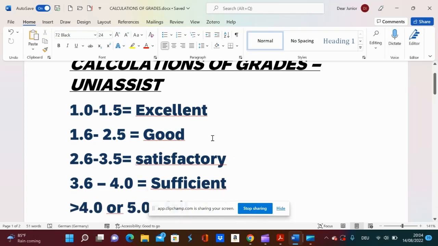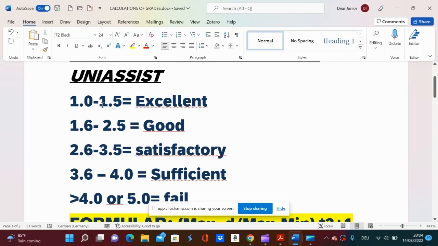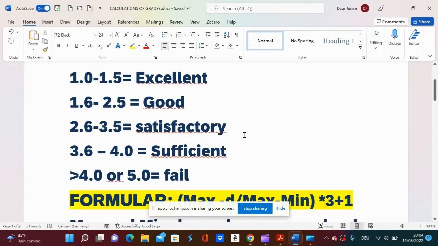As you can see on my screen, it is the opposite. From 1.0 to 1.5 is excellent. From 1.6 to 2.5 is good. From 2.6 to 3.5 is satisfactory. 3.6 to 4.0 is sufficient. And if you get more than 4.0, that is 5 and above, it is fail. So this is how the German grading system is. The lower the number here, the higher the score.